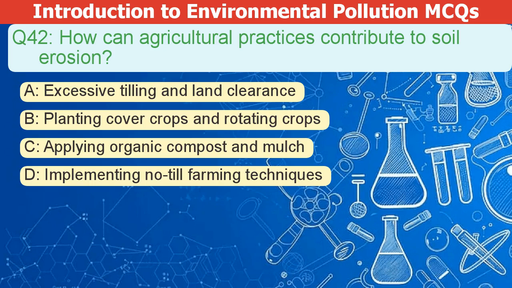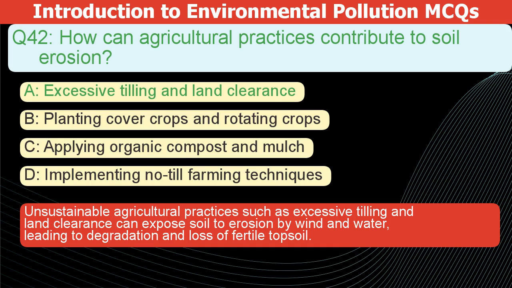A. Excessive tilling and land clearance. B. Planting cover crops and rotating crops. C. Applying organic compost and mulch. D. Implementing no-till farming techniques. The correct answer is A.